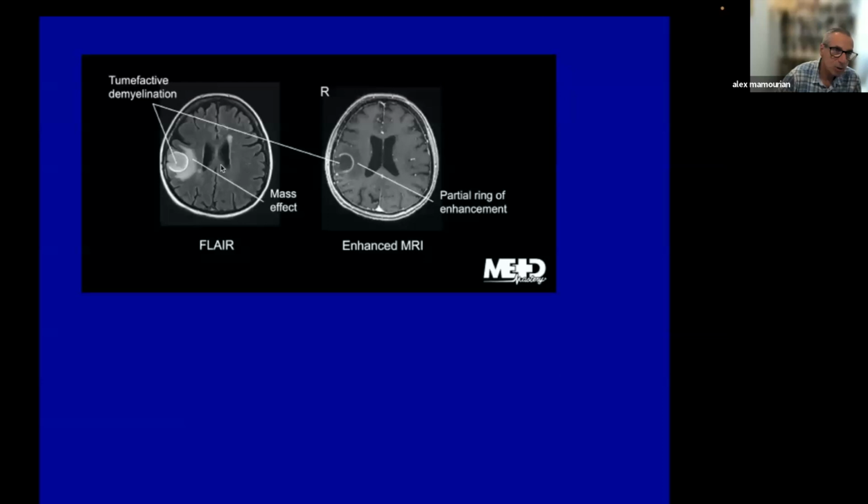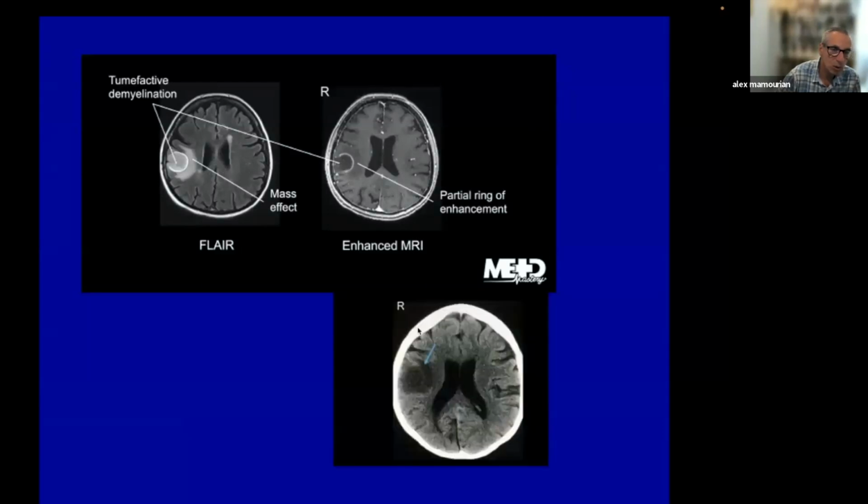This is a case from that Med Mastery course that I think nicely shows the peripheral rim enhancement of this lesion. This lesion actually extended to the cortex, but again, notice it's of very low attenuation on the CT scan, and again, not much mass effect on the ventricular margin here.